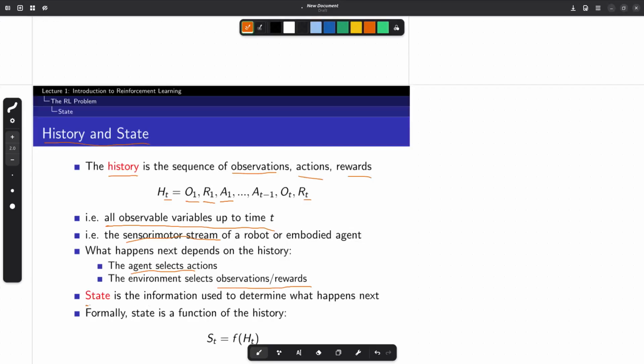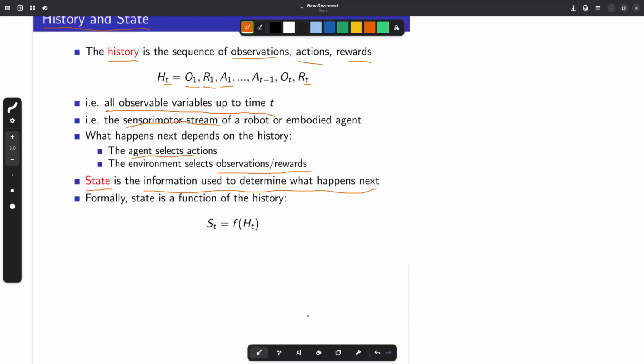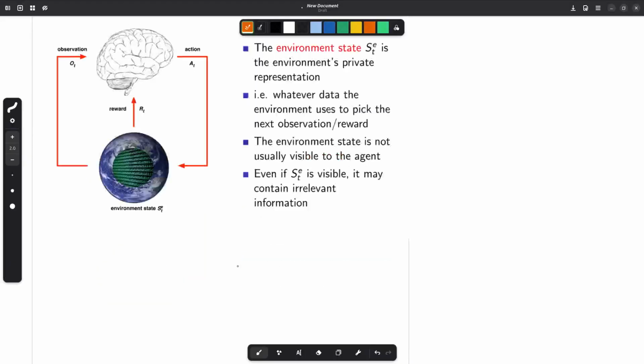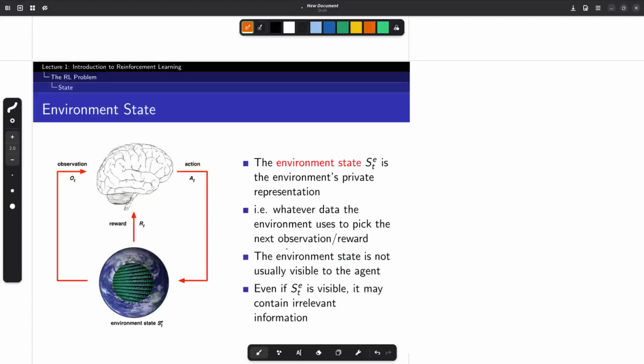And we define state as the information used to determine what happens next. So formally, based on this definition, state is any function of our history. So it is a really simple concept, but very consequential. So we have two types of states.